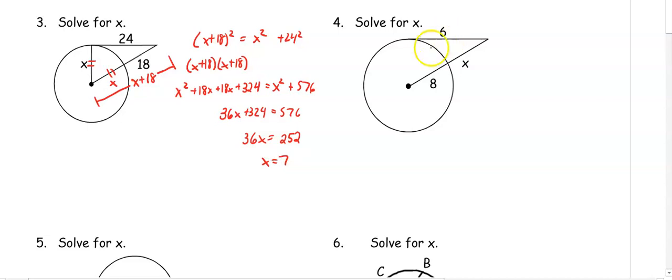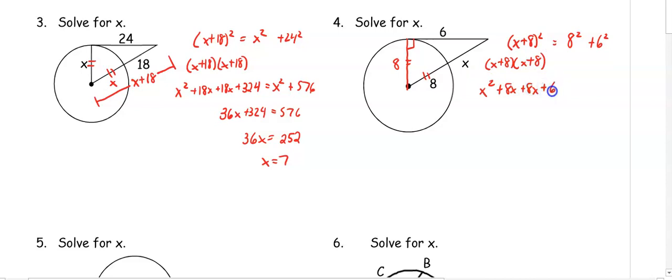In number 4, we need to draw in another radius so that we know this radius is also 8 because they are congruent. So we have x plus 8 squared equals 8 squared plus 6 squared. That's x plus 8 times x plus 8. So we get x squared plus 8x plus 64 is equal to 64 plus 36. We can move everything to the x squared side, so we get x squared plus 16x minus 36 equals 0. We only have negative 36 because the 64s cancel out when we move it to the other side.